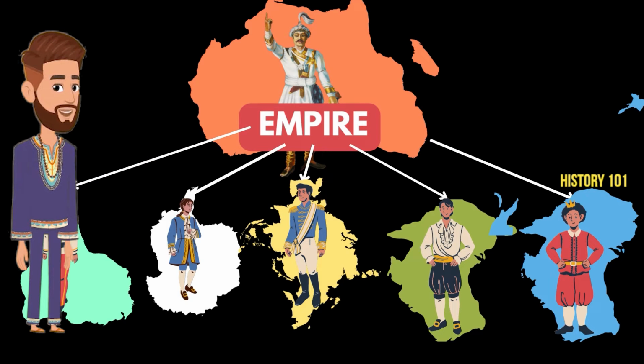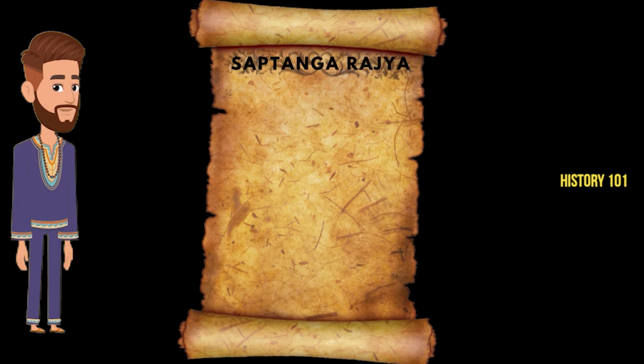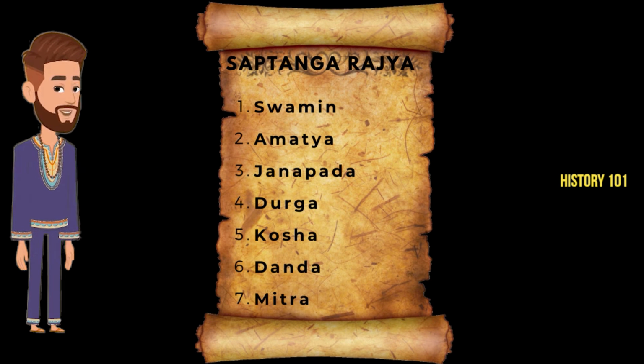The provinces were divided into smaller units. Arrangements were made for both rural and urban administration. Patliputra, Kaushambi, Ujjain, and Taxila were the most important cities. According to Kautilya, a state consisted of Saptanga Raja, or 7 elements, which were interrelated and interlocked.